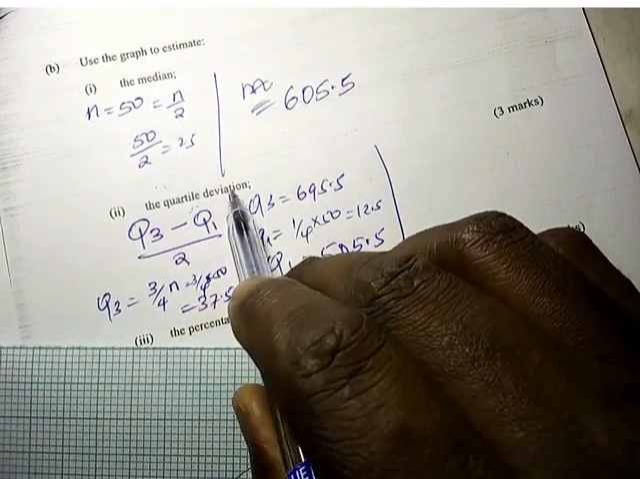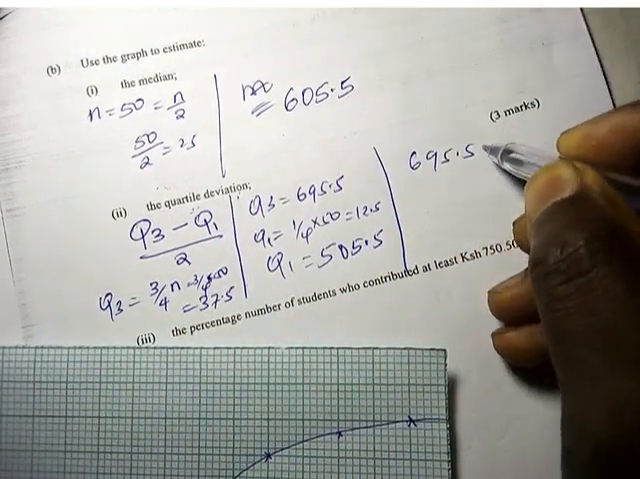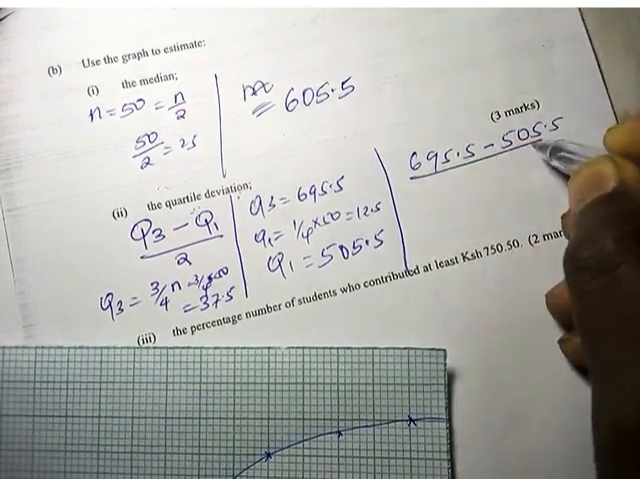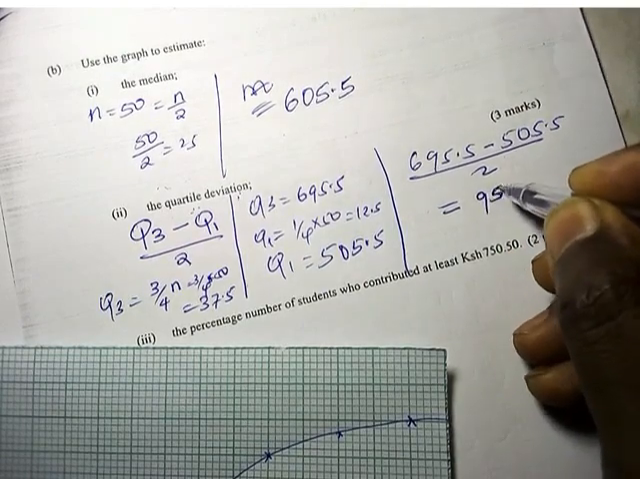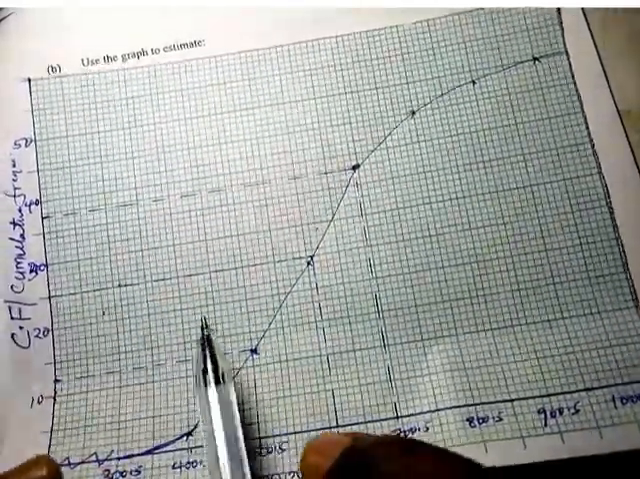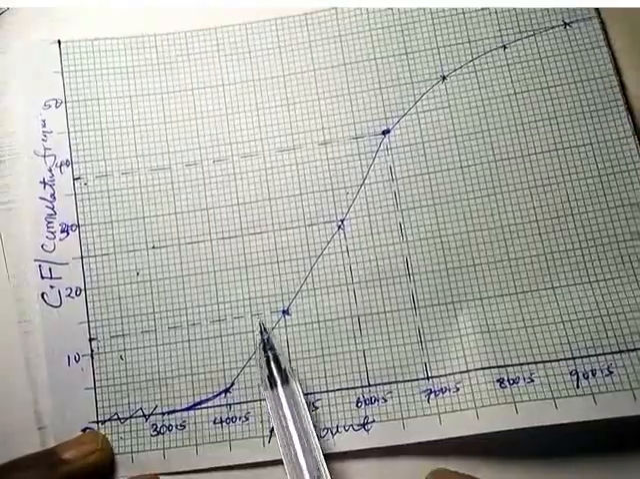Now to get the quantile deviation, it is Q3, which is 695.5, minus 505.5, divided by 2. That one will give 95. So that is the quantile deviation. I have shown you how to get the upper quantile and the lower quantile from the graph. This is how you do it.